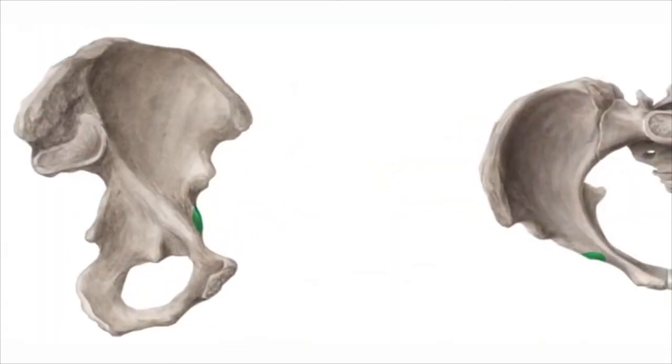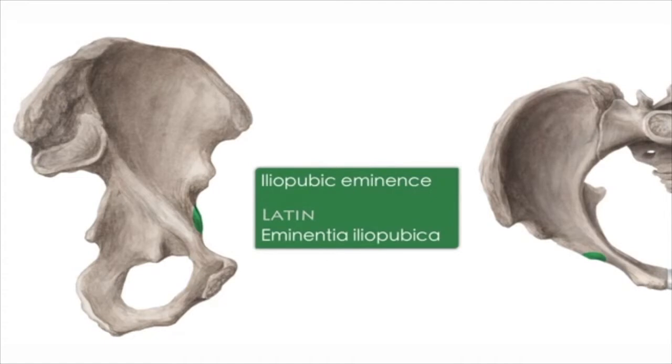Moving on to another structure, this time we're talking about the iliopubic eminence. This is a flat prominence at the proximal portion of the pubic bone. It marks the union of the pubic bone and the ilium, as you can see right here. So two bones being united at this portion, at this iliopubic eminence, this elevation right here.